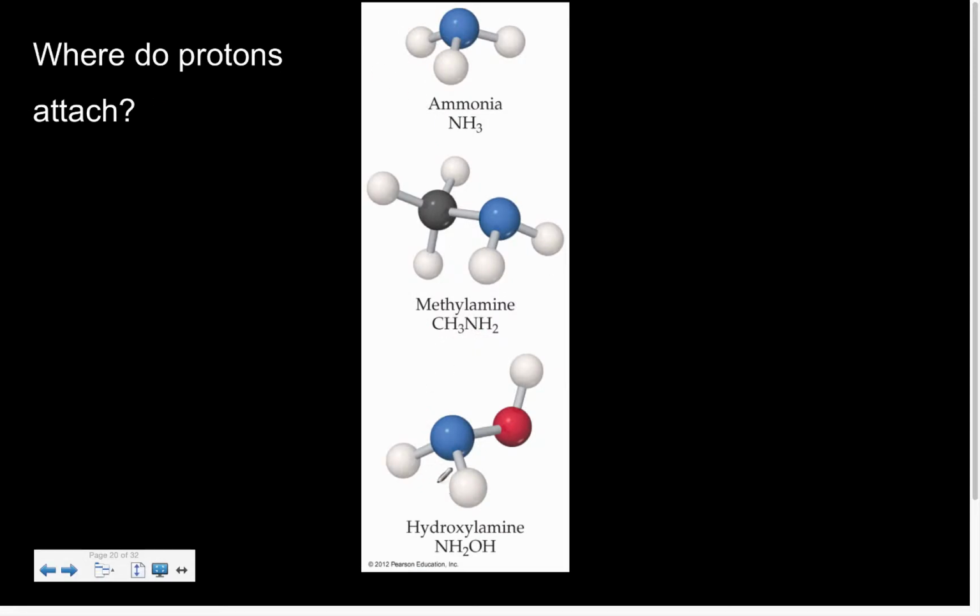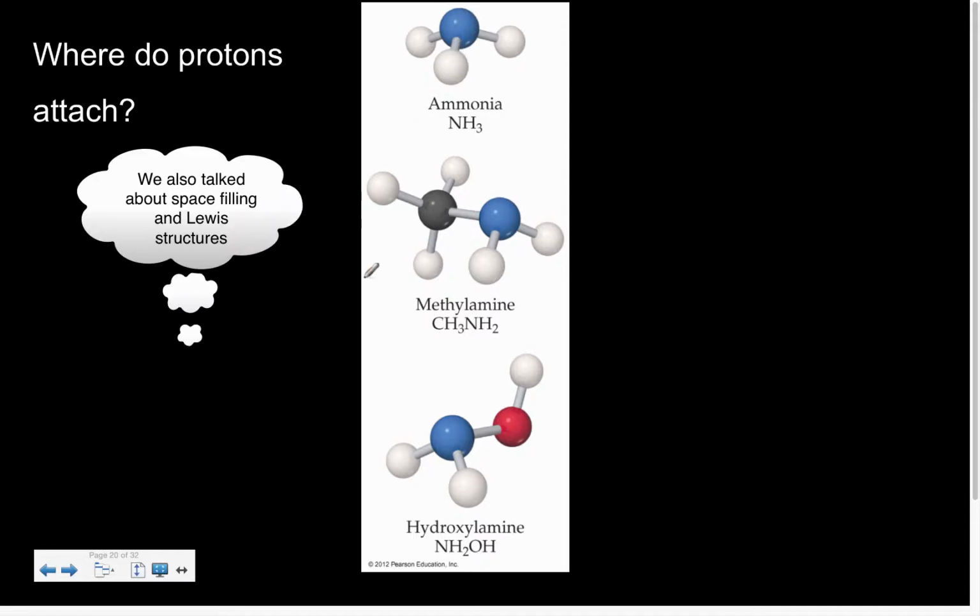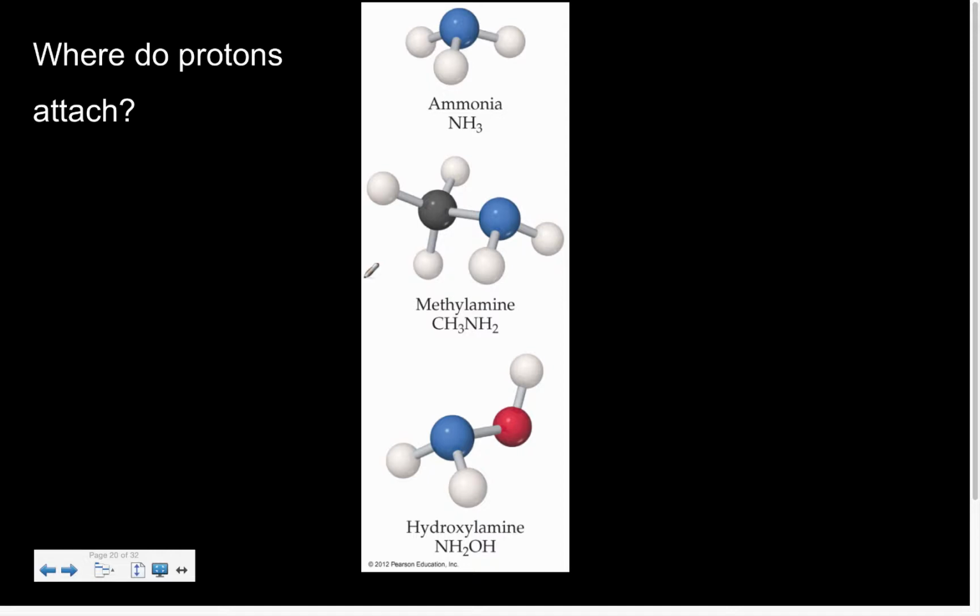All right, so where do protons attach, just to be clear? Here are some models of ammonia, methylamine, and hydroxylamine. Now, these are referred to again as what kind of models, going back several chapters? Ball and stick models. Now, ball and stick models are great for showing what kind of information about a compound? The orientation of my atoms one to another, meaning it shows our bond angles and our placements in 3 dimensions really well. What does it not show?